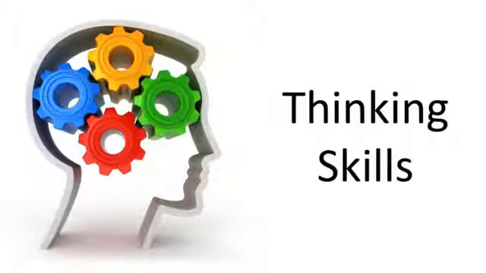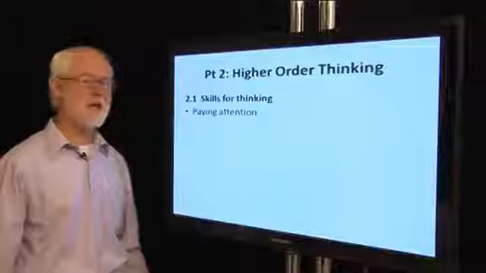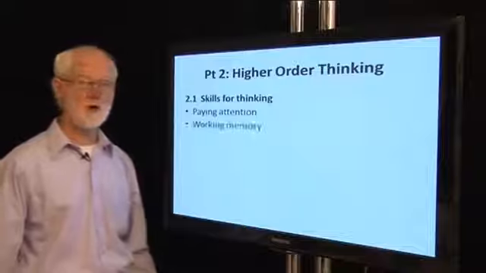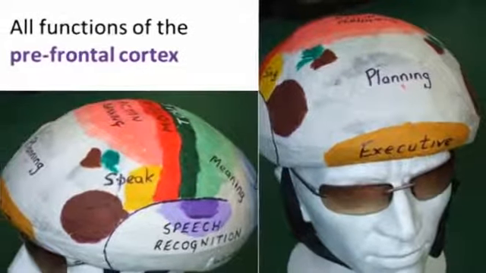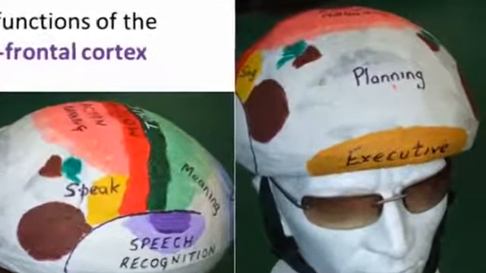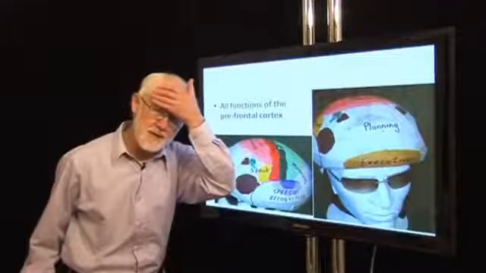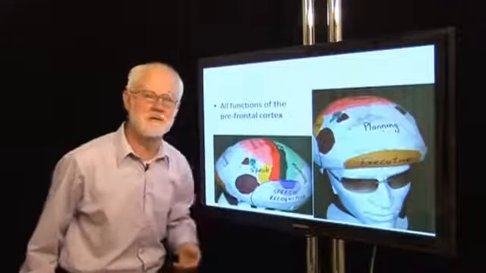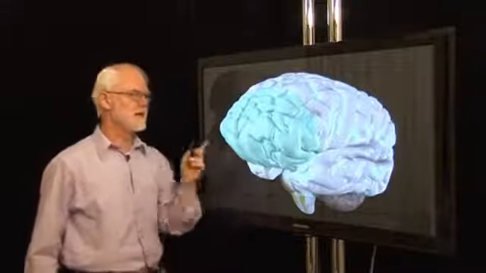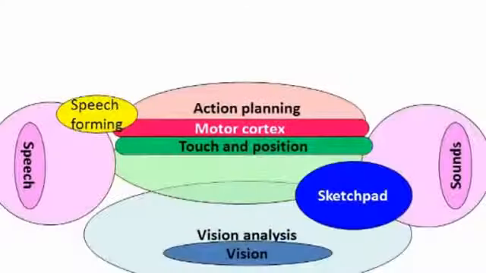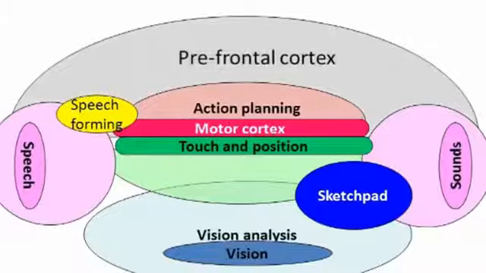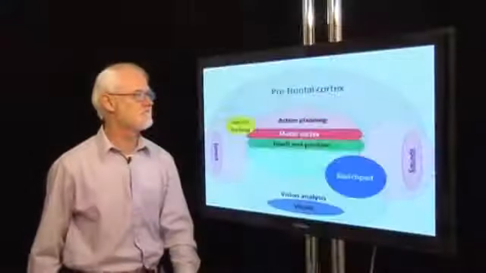The skills needed for thinking, such as paying attention and working memory, these are all functions of what's called the prefrontal cortex. It's the part of the brain at the front. If you were to put your hand over your forehead, it's a bit of the brain that you would be covering if your skull wasn't there. It's seen on this diagram coloured green. And in our two-dimensional diagram, it's the area in front here, the prefrontal cortex.